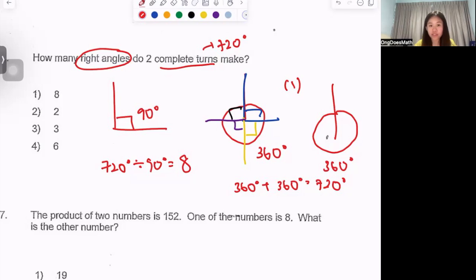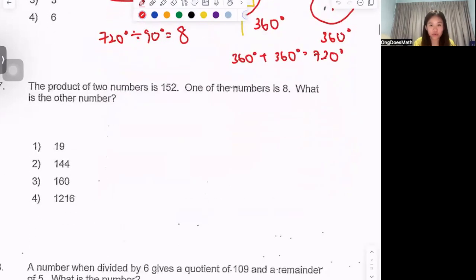Next, the product of 2 numbers is 152. One of the numbers is 8. What is the other number? So product means multiplication. So 8 times something gives you 152. So you want to find out what this question mark is. So the reverse of multiplication is actually division. Good. So what you want to do is just you have to take 152 divided by 8.